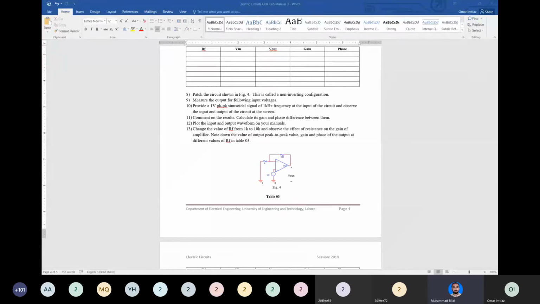Roll number 115 asks, sir, can gain be 0? Okay, so roll number 115, can gain be 0? You can make the gain 0 by making the feedback resistance infinite.